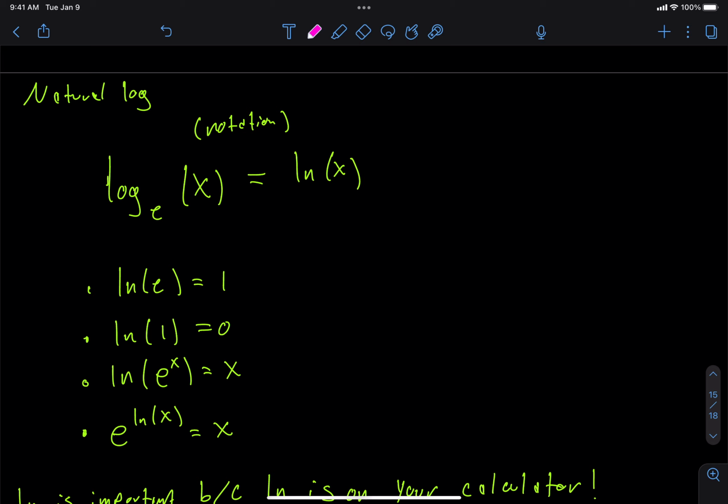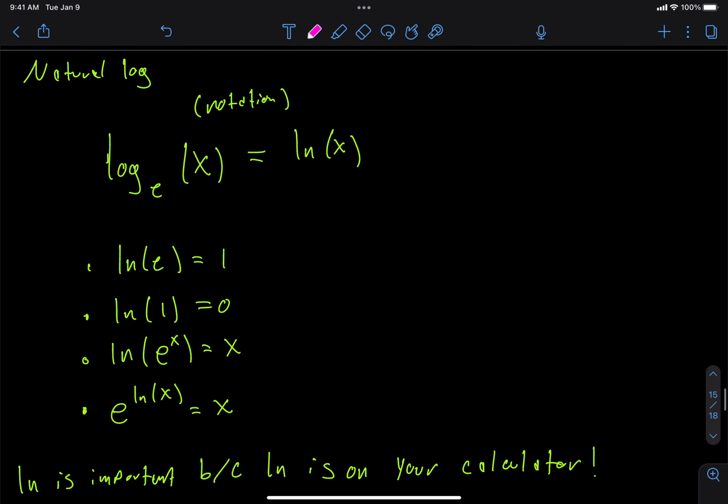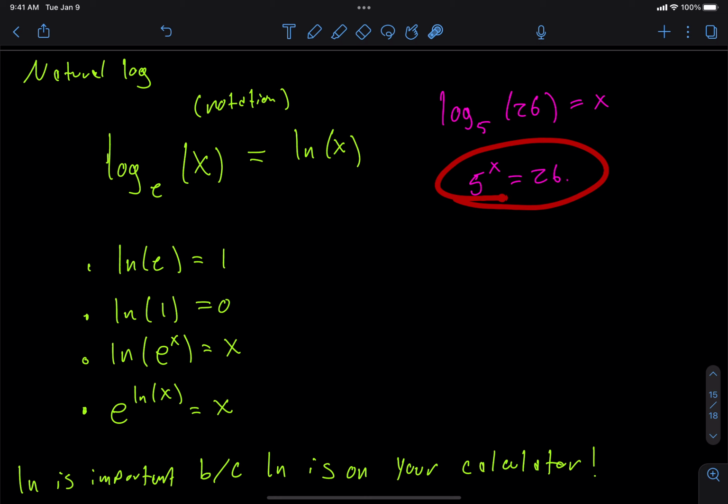Okay, so what we're gonna do in a minute here is discuss how do I do something like log 5 of 26? What we established last time is that if log 5 of 26 is the number I'm after, then the corresponding exponential equation would be 5 to the x equals 26, right? And remember we said, well, what is x? What power of 5 do I have to take to get 26? It's gonna be like 2 point something, right?